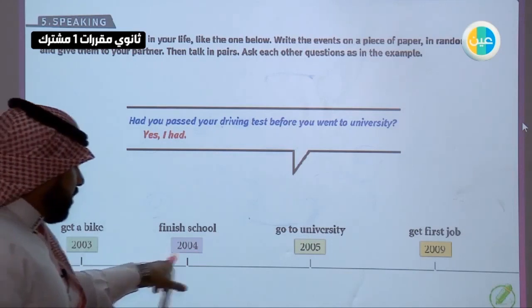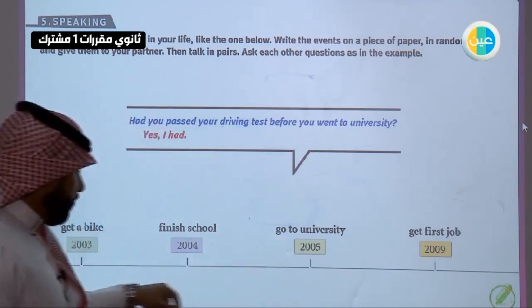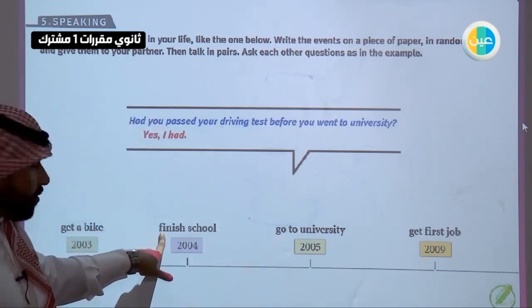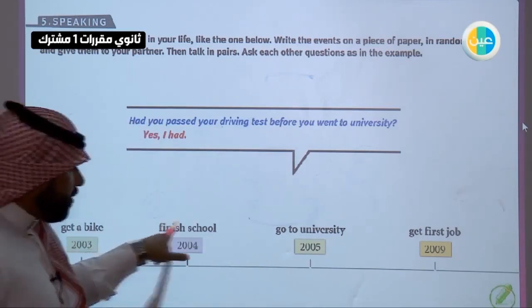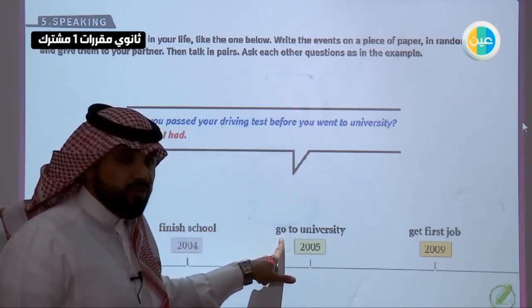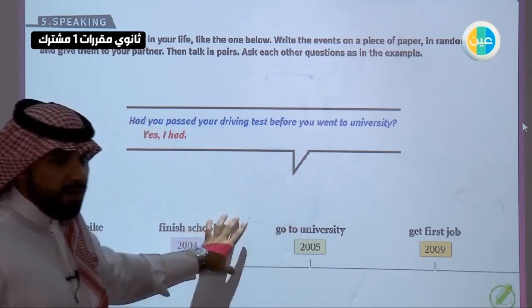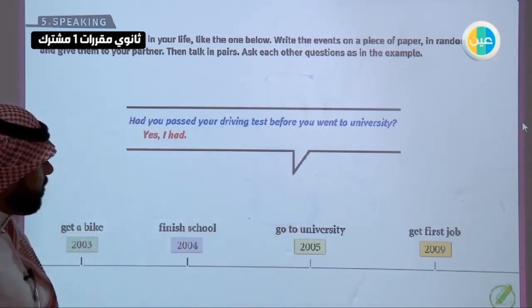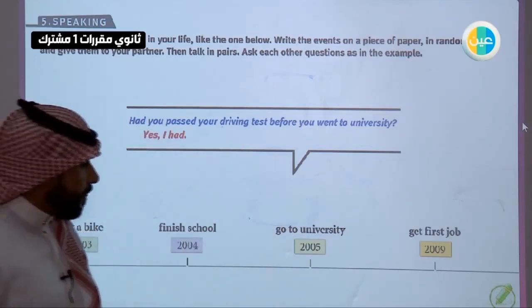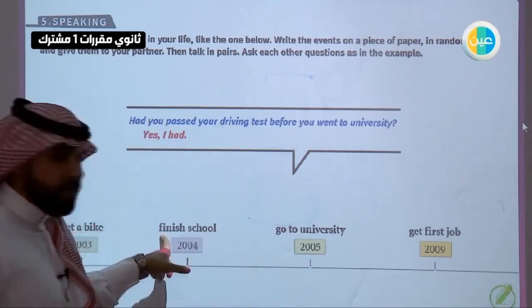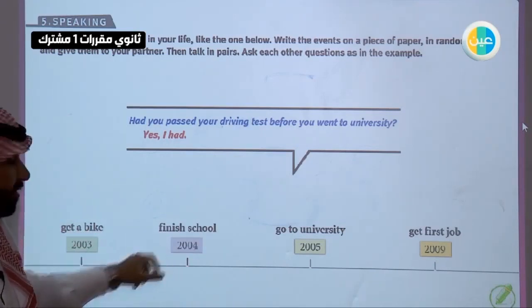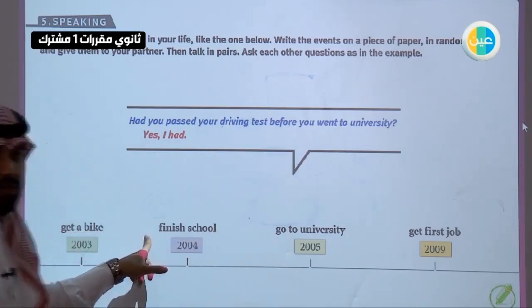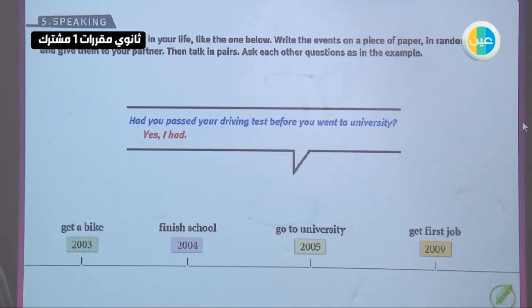If we say, I went to university and I finished school, you can say here, I had finished school and then went to university. So all of them are in the past, but this one is before the other one. So we just use the past perfect simple with it, using the rule which is had, and then the V3.